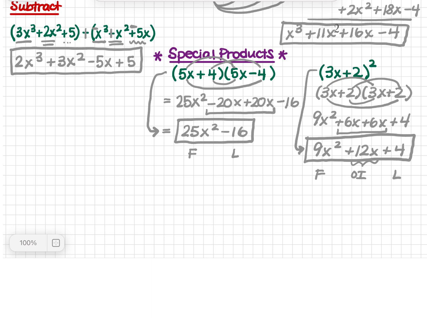So on your worksheet after the quiz, you're going to be practicing some of those special products just to see if you can get the hang of that special pattern that happens when you FOIL.